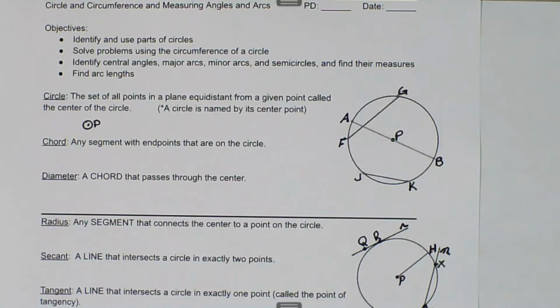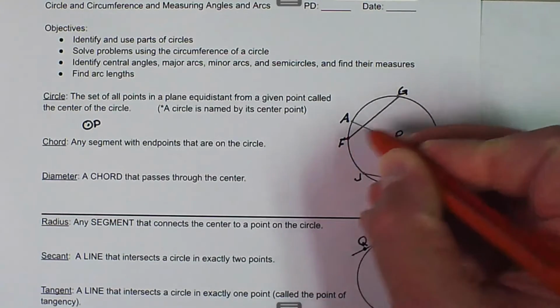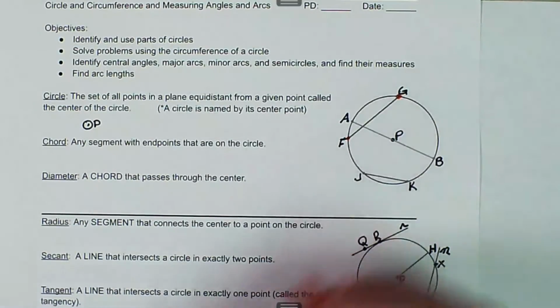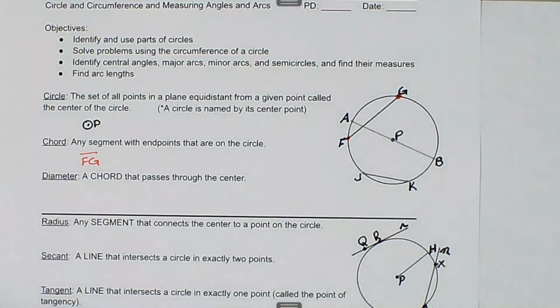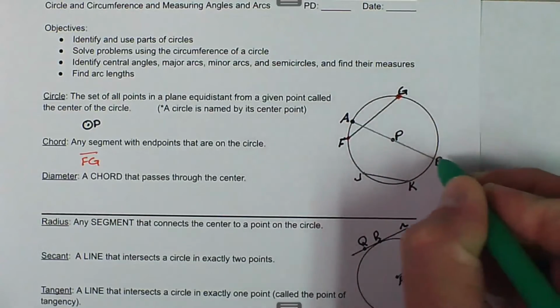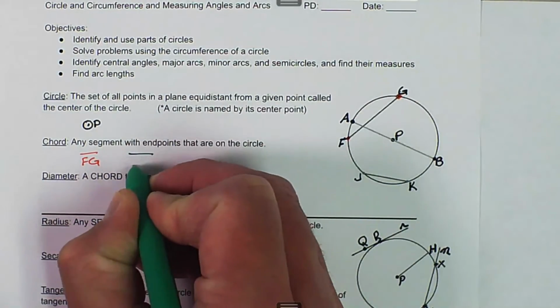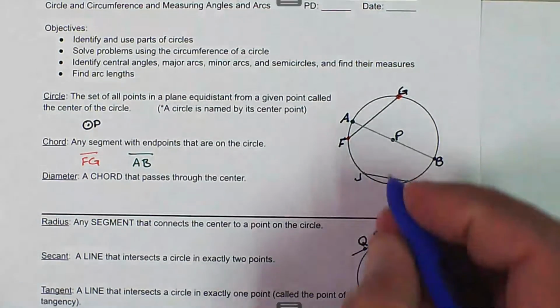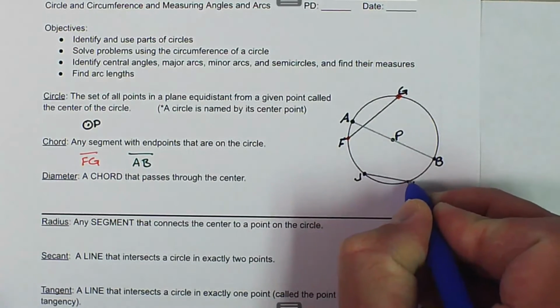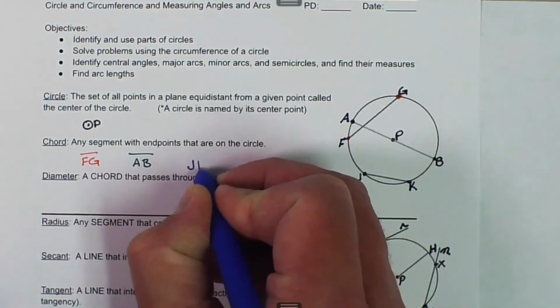A chord is any segment with endpoints that are on the circle. So if we look at this one right here, F is a point on the circle and G is a point on the circle. So FG is a chord. We also have AB as an example of a chord. So here's point A, here's point B. So that is AB. And we also have JK. JK is an example of a chord. Here's point J on the circle. Here's point K on the circle. So then we have JK.